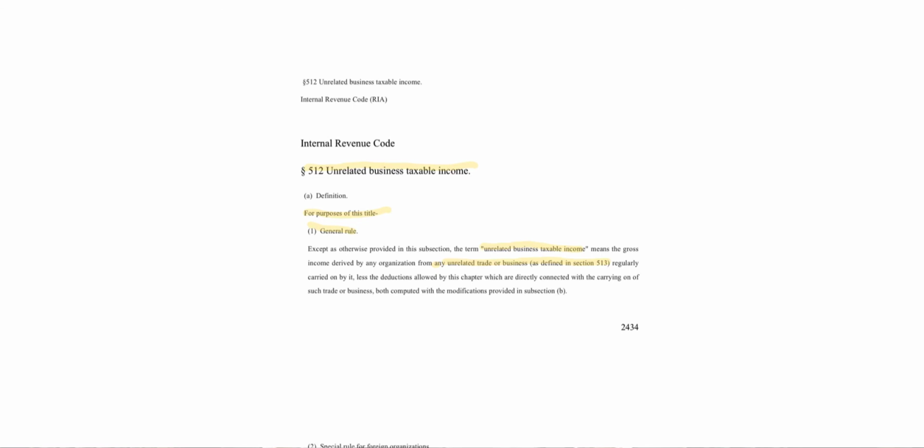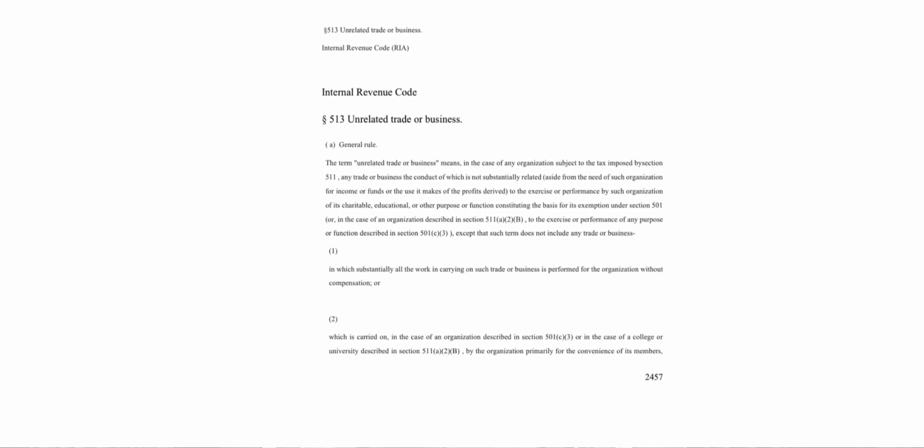So now we need to go to section 513 because we need to see unrelated trade or business. So 513, unrelated trade or business. General rule. The term unrelated trade or business means, in the case of any organization subject to the tax imposed by section 511, the one we saw just before, any trade or business, the conduct of which is not substantially related, aside from the need of such organization for income or funds, or the use that it makes of profits derived, to the exercise or performance by the organization of its charitable, educational, or other purpose or function constituting the basis for its exemption under section 501, except that such term does not include trade or business, and so on.